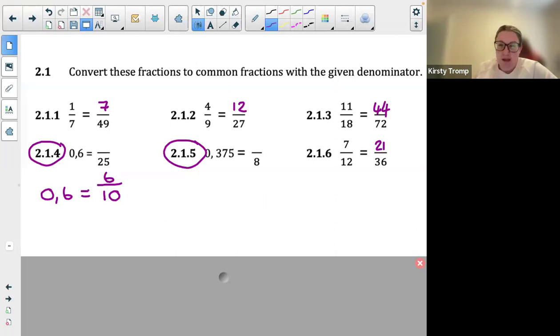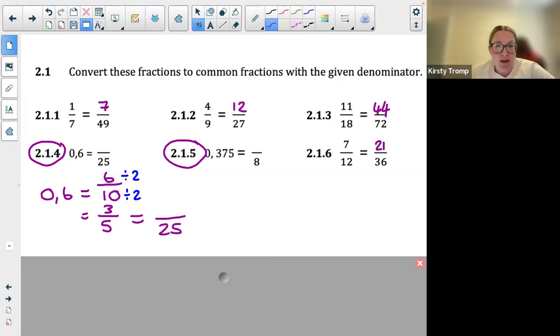Now, if I'm looking at 6 over 10, I can make it a little bit smaller. I can make 6 over 10 into 3 over 5 because 2 goes into 10 5 times, and it also goes into 6 3 times. So far I've got 3 over 5. But what they're asking me to do is to change 0.6 to something over 25. Now I've got 3 over 5, that's so much easier because 3 over 5 is the same thing as saying what over 25?